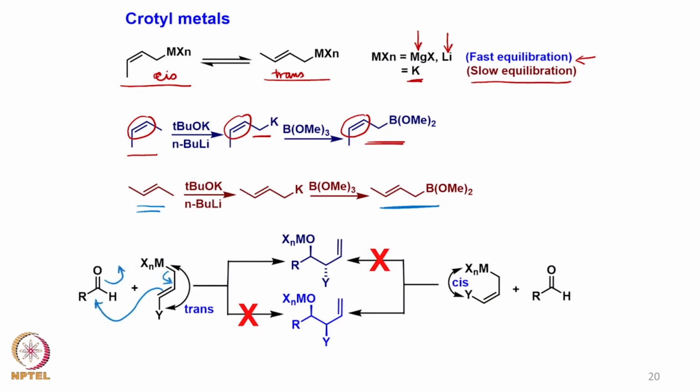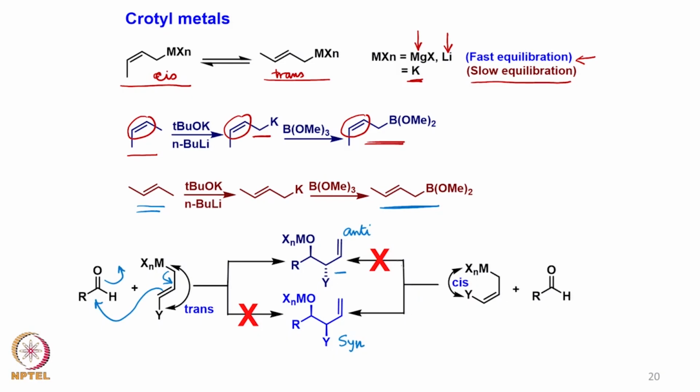the corresponding substrate product as it is here. On the other hand, when it is cis, now here Y and MXN are trans to each other, and that is what is happening here. Now as you can see, when they are cis to each other, this syn product is formed, and this is anti product.